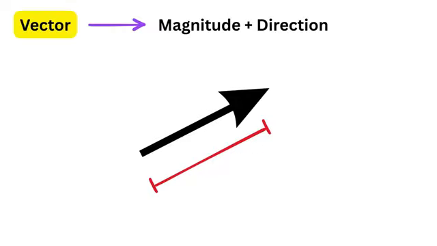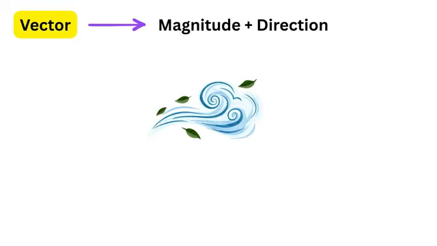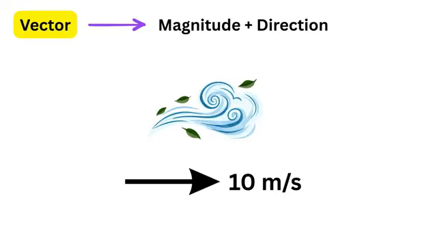Then a vector has both magnitude and direction. For example, wind blowing with a speed of 10 units toward the east is a vector. The number 10 tells you how strong it is, and east tells you which way it points.